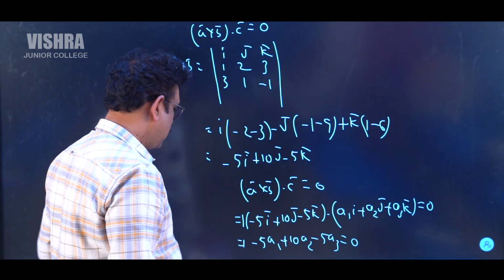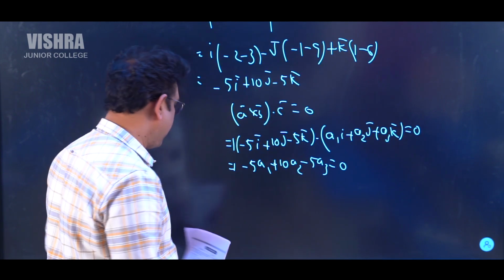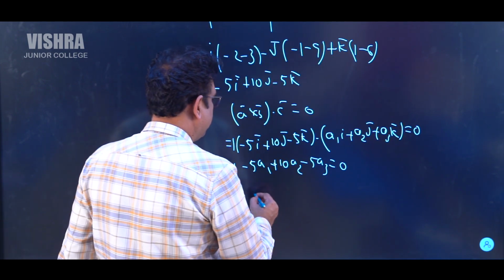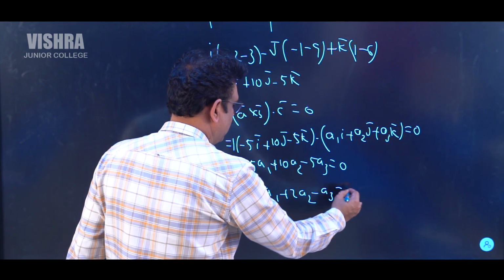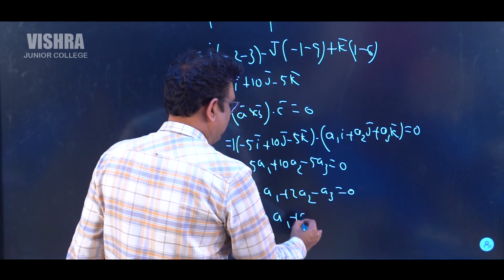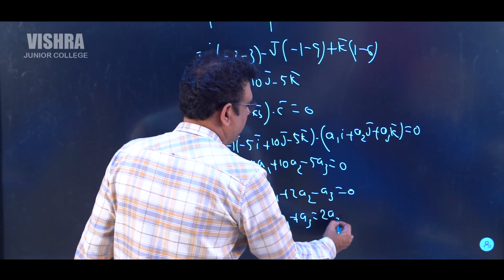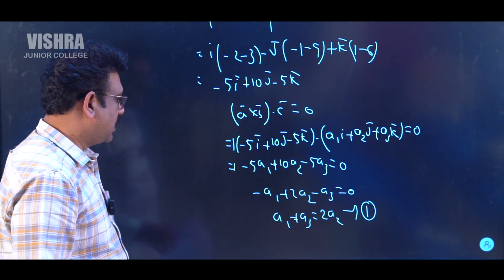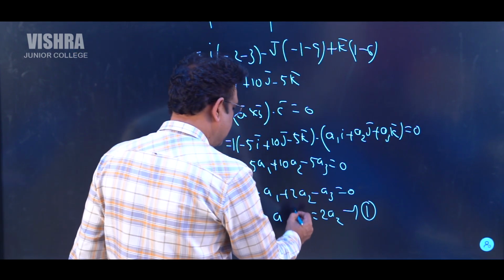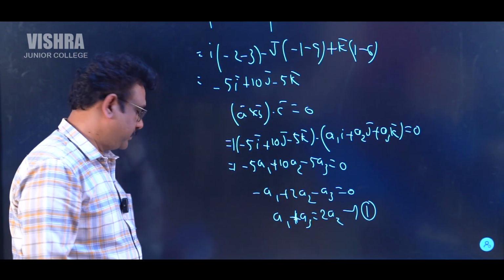So dividing by 5, we get minus A1 plus 2A2 minus A3 equal to 0. A1 plus A3 is equal to 2A2. This is equation 1, condition 1: A1 plus A3 is equal to 2A2.